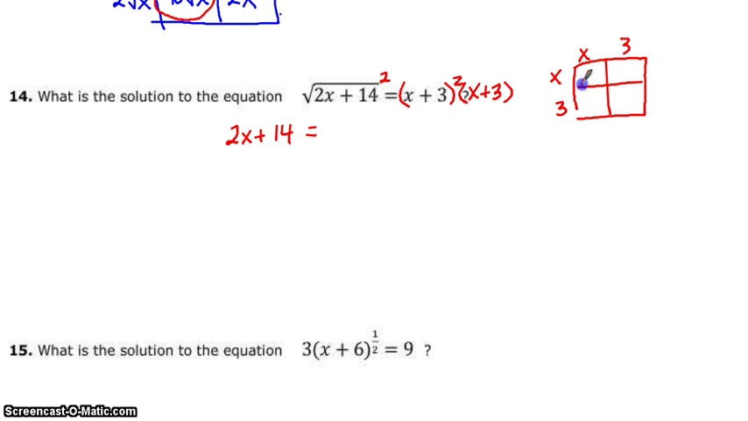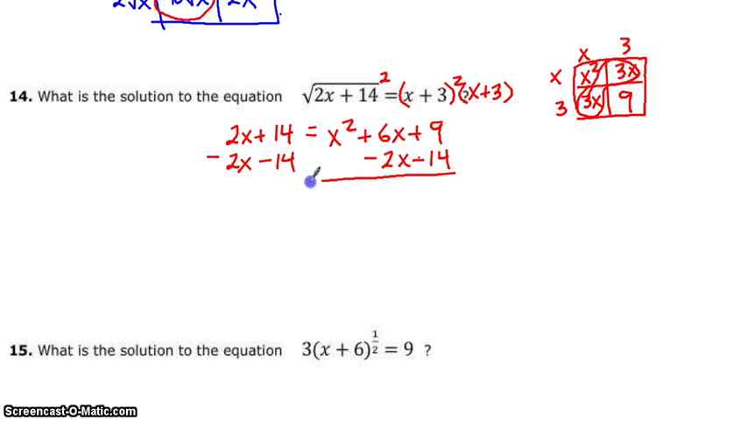So that's x times x, that's x squared, 3x, 3x, and 3 times 3 is 9. Combine your like terms in the middle and you get x squared plus 6x plus 9. Okay, this is a quadratic equation, so it's got to be equal to 0. So I'm going to move the 2x and the 14 over. So x squared plus 4x minus 5.